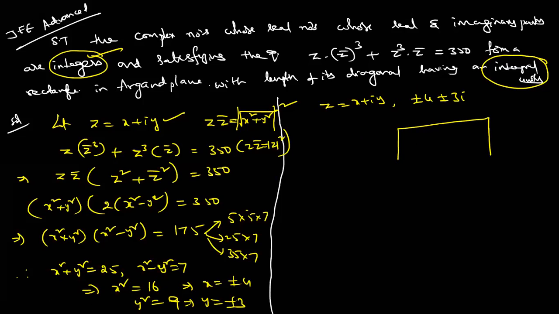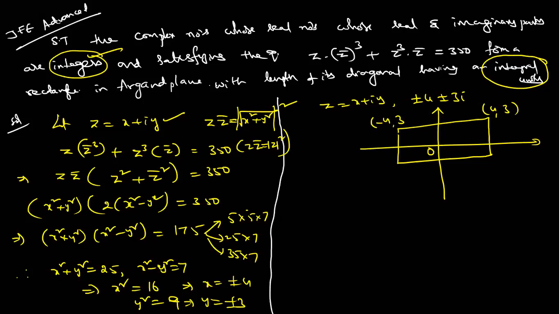So taking a rough diagram here, students: origin 0. 4, 3. Minus 4, 3. Minus 4, minus 3. 4, minus 3. So clear? Form a rectangle, see: A, B, C, D. So we are getting 4 complex numbers here, students. So verify whether it forms a rectangle or not. Clearly AD is equal to BC and AB is equal to CD.